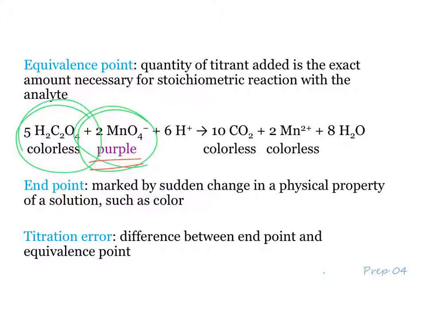The difference between the equivalence point and the endpoint can lead to a titration error. In this example, we may add too much permanganate before we realize the solution is showing signs of the compound no longer having anything to react with.